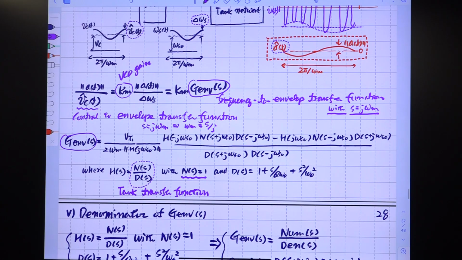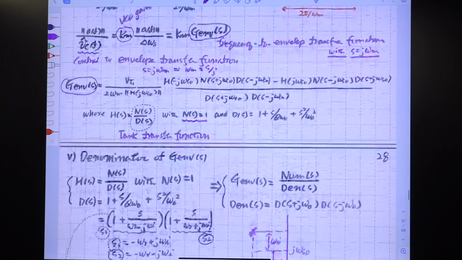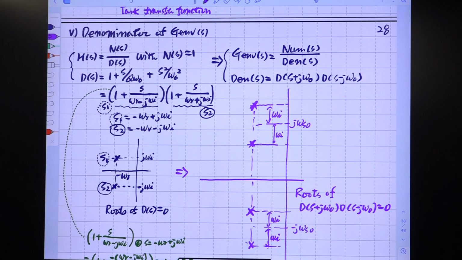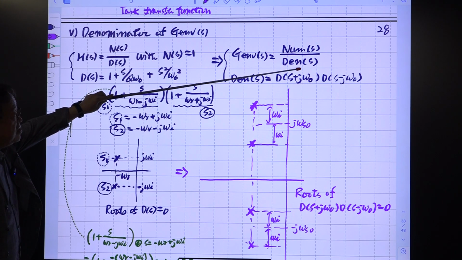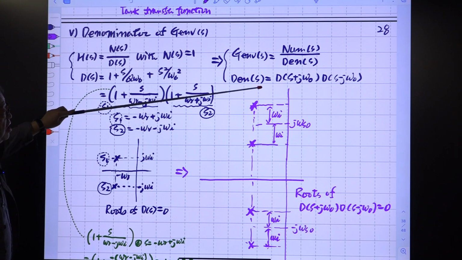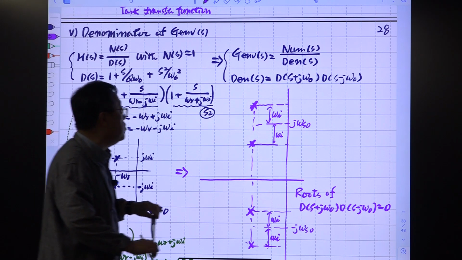But first assume this. The tank transfer function is this one. But we already know this. The numerator N(s) is just 1, because of this low pass filter, N(s) is 1 and D(s) is this one. Then the denominator of G and V(s) is this one. N(s) is 1, and the denominator D(s) of the tank transfer function is this. Then for G_EV(s), we have some numerator upstairs and the denominator downstairs, and the denominator is given by this. This is our conclusion.